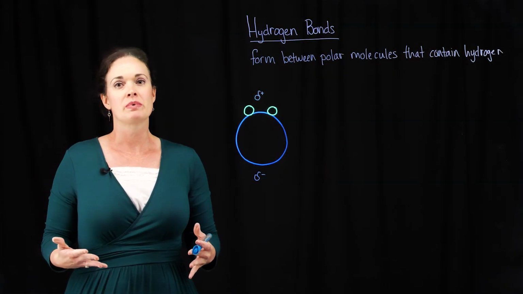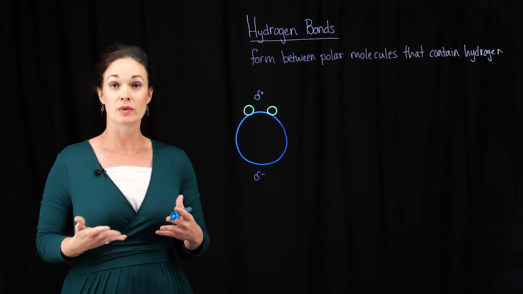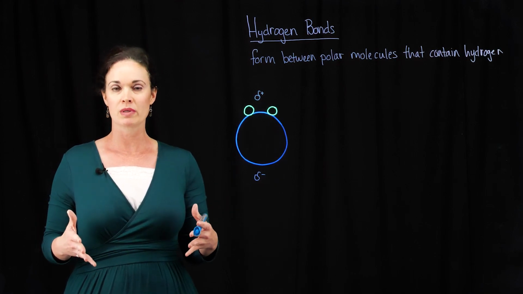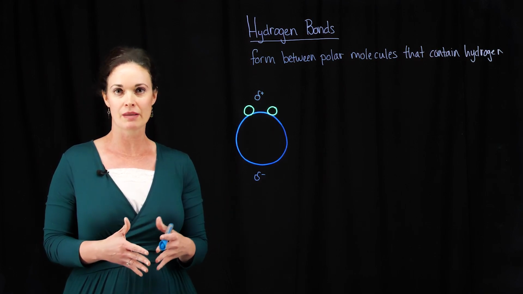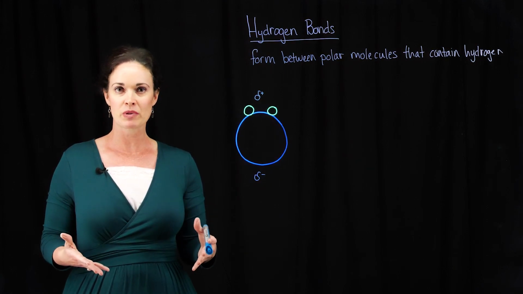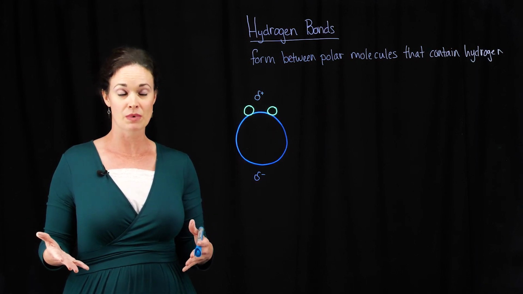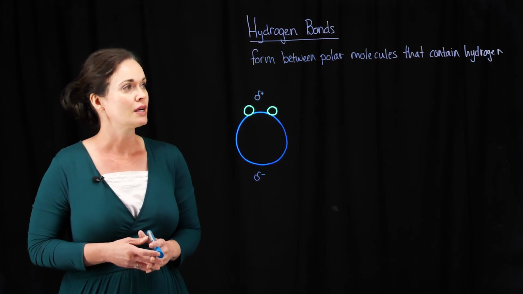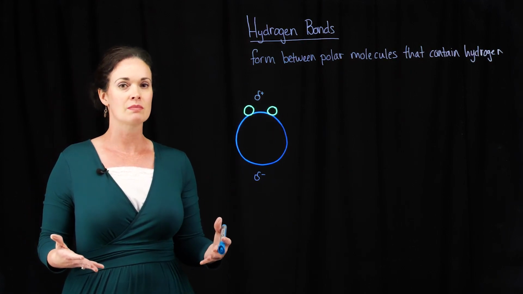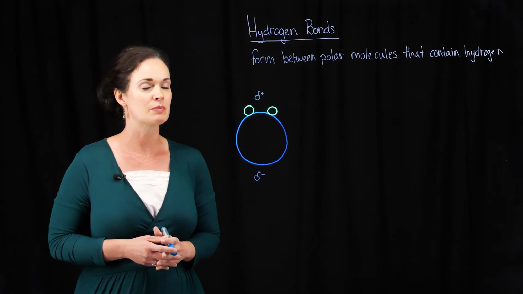So this video is going to build on what we learned when we talked about polar covalent bonds to introduce you to hydrogen bonds. Hydrogen bonds form between polar molecules that, as the name implies, contain a hydrogen atom. A great example of this, one that you're already familiar with, is water, right? It's a polar molecule for reasons that we talked about in a previous video. And it contains hydrogen atoms, and so water molecules tend to have hydrogen bonds between them.